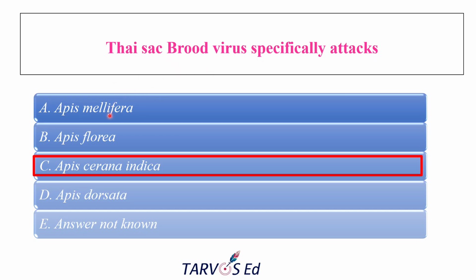Apis florea is a dwarf honeybee. It is not a primary host for this particular virus. And Apis dorsata is the rock bee. It is not at all susceptible to this virus under natural conditions.